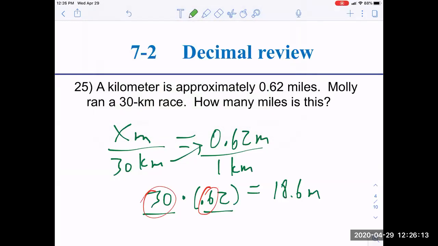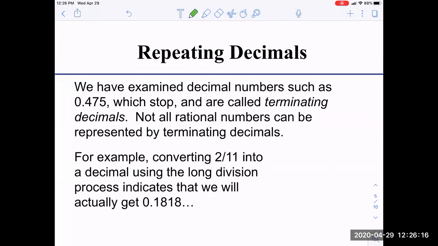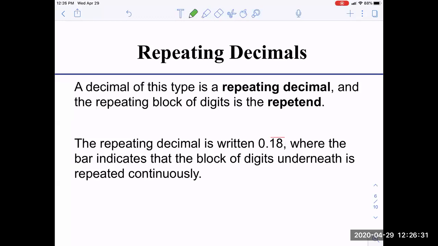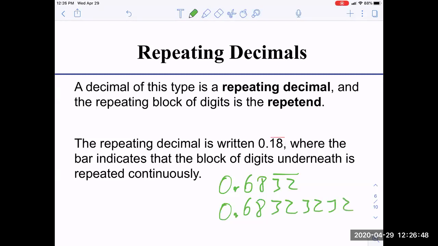Okay, let's get to this section. We've done terminating. We're going to learn to take ones that don't terminate, and this doesn't because it's only an 11 in the factored form in the denominator. So I know it doesn't terminate. We talked about the repetend, the part that does repeat. So if I had 0.6832 repeating, that tells me that after the 6 and the 8, the 3, 2 is repeating.